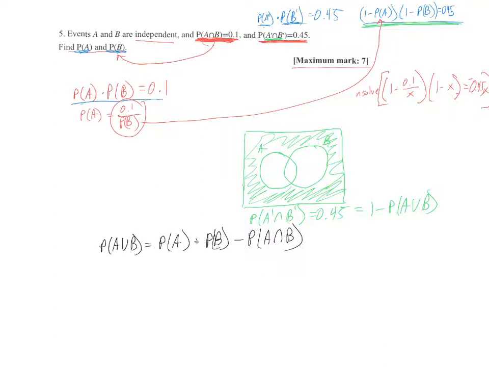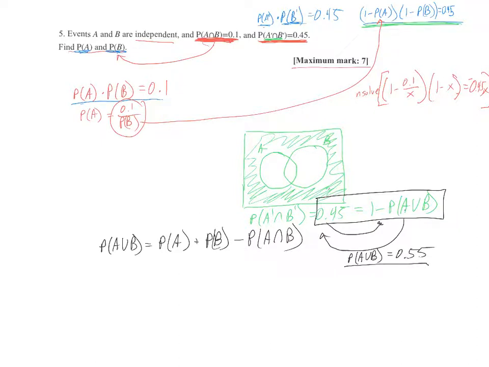And what you see here is that I can now solve for the probability of A union B, right? If 0.45 is everything on the outside, I can subtract the 0.45 this side, add the probability of A union B to this side, and I get the probability of A union B is equal to 0.55. So I can put that in. So 0.55 equals the probability of A plus the probability of B minus the probability of A intersect B, which we already know is 0.1.